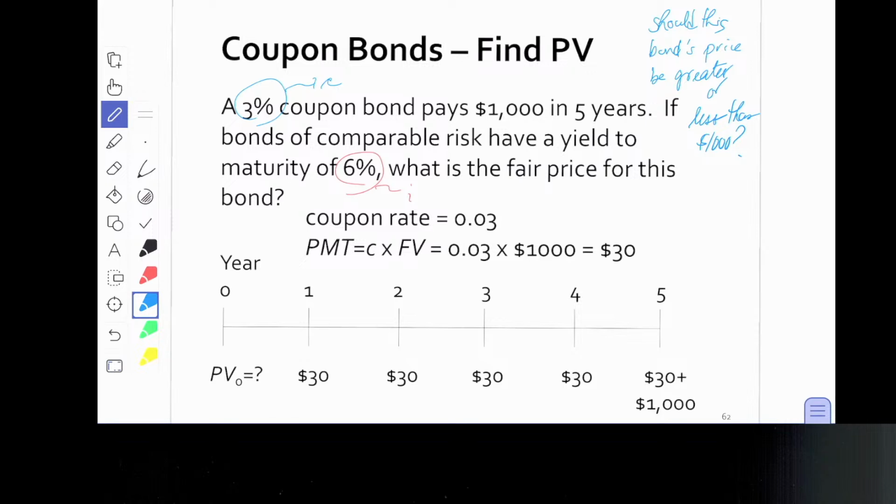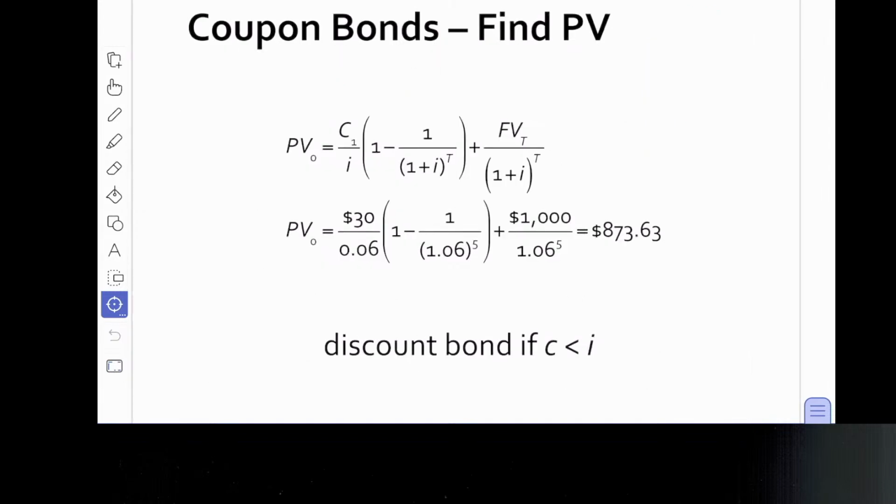Ricardo just went for the numbers, right? But understanding it's going to be priced less. Why? Because the yield to maturity is 6%, but they're only getting $30 every year. So that's just a 3% return. And then they get the face value. So they've got to be given a discount for doing that. All right, they have to be given a discount, and Ricardo figured out that it's 873.63, which, let's see, is correct.